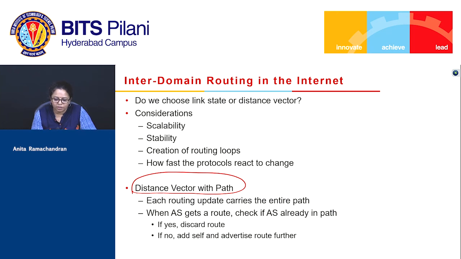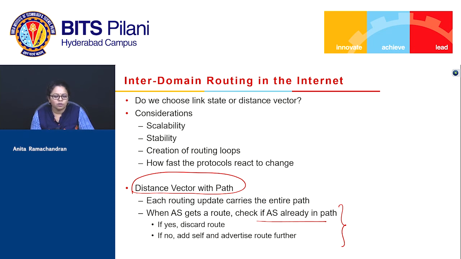And when an autonomous system gets a route, it checks if the autonomous system is already there in the path. If it is there, it discards the route, and if it is not there, then it adds itself to the route and advertises the route further. So this is only a high level of what's going to come next.